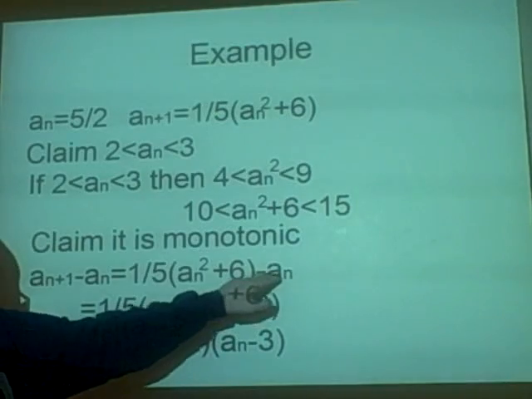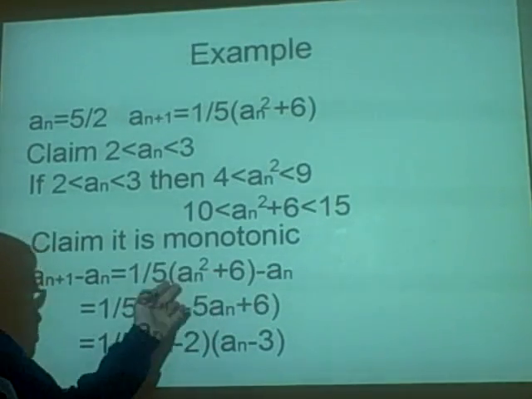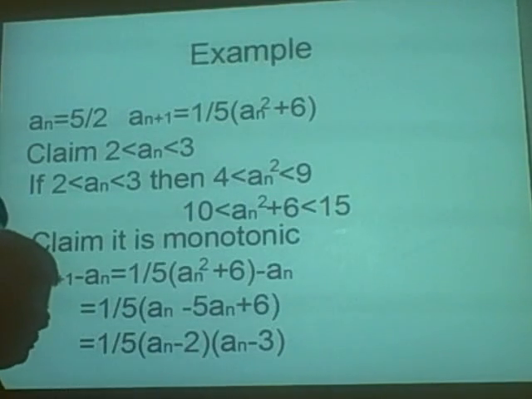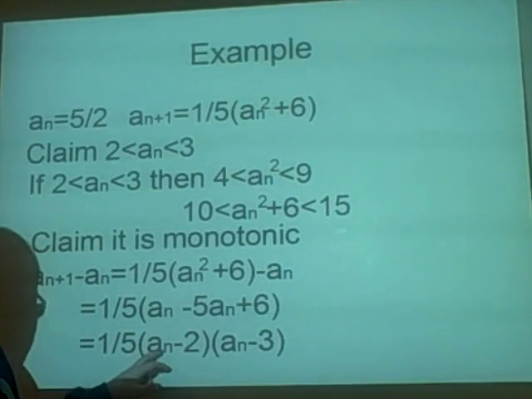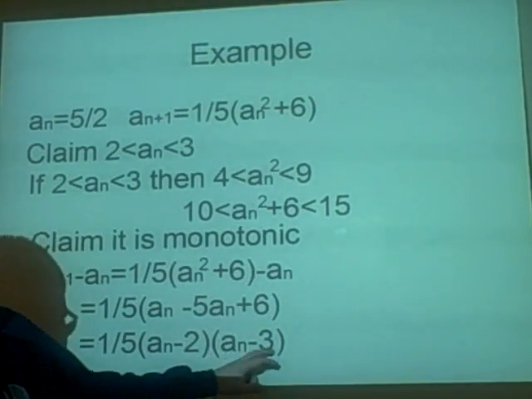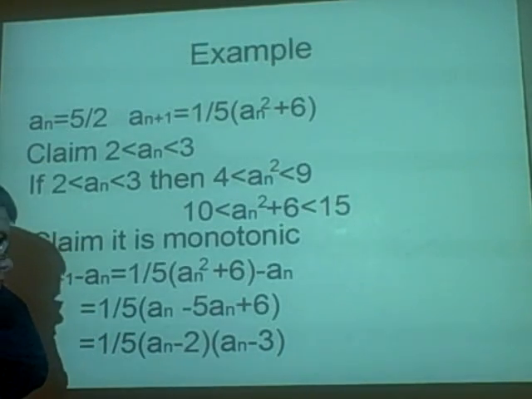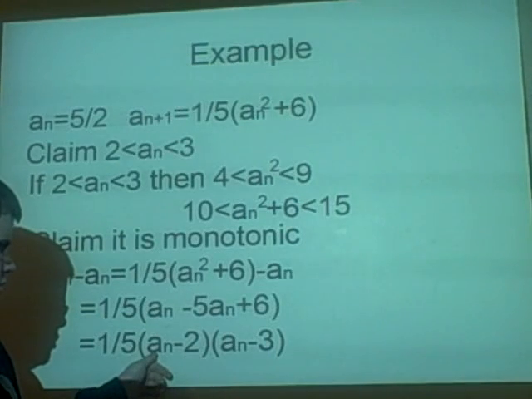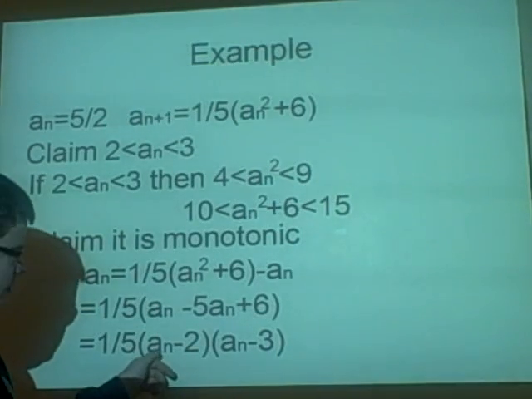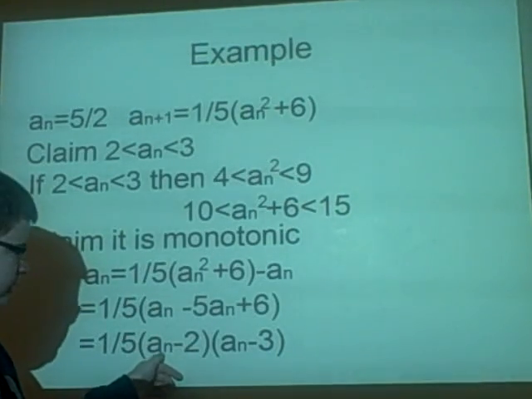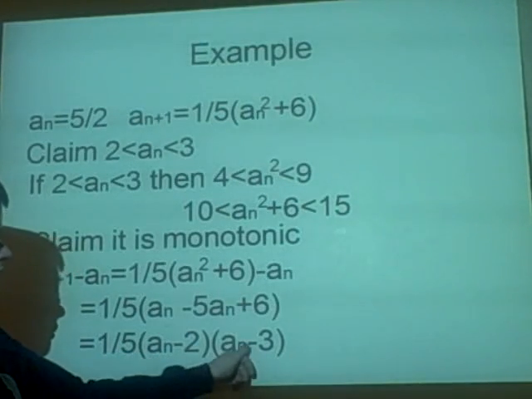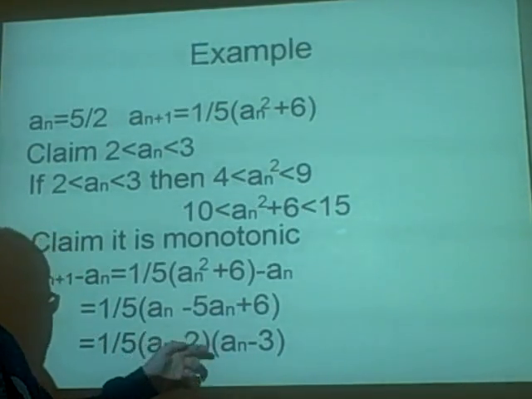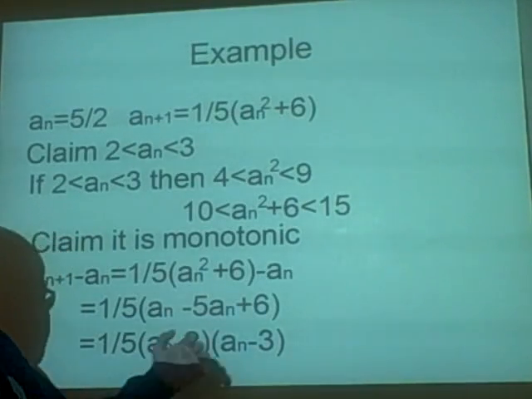What we've done, we've moved this inside. So we've got the fifth, so we need to put times by 5, so we have minus 5a_n. Then you can factorise it, so we have a fifth, a_n minus 2 times a_n minus 3. And what we already know up here is that a_n is between 2 and 3. So if a_n is between 2 and 3, then we subtract 2, then this is going to be positive. And if we subtract 3, this is going to be negative. So we have a fifth times a positive times a negative, which gives us a negative.